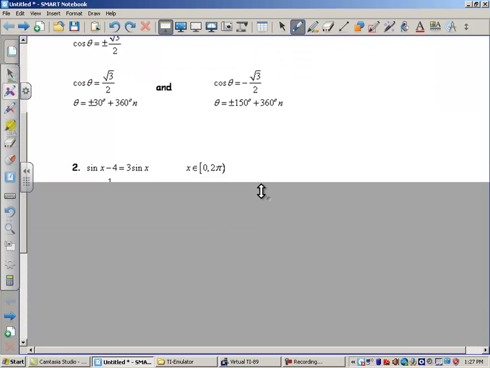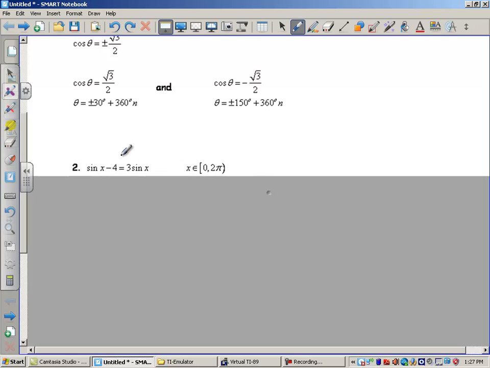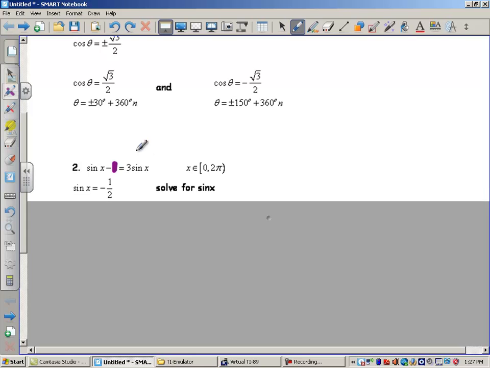Okay, screen shade down. All right, this one, I need to correct this. This should be a 1. All right, so what we're going to do is get the sines together on the same side. So I'd subtract sine x from both sides. And if you move sine x over here, you get 2 sine x. And then when you divide through by 2, that's why you get sine x equals negative 1/2.